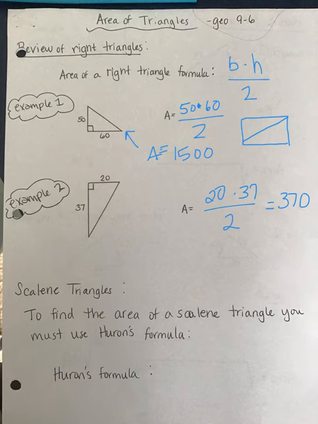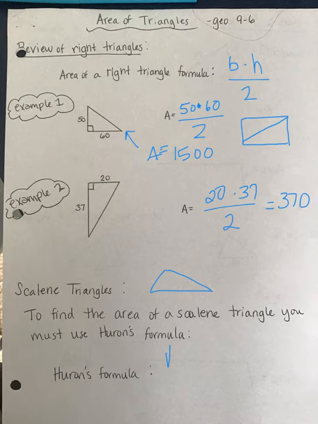The second type is finding the area of a scalene triangle. Now remember, in a scalene triangle, all 3 sides are different. It doesn't have a right angle in it. It's kind of a funky looking triangle. You have to use something called Heron's formula for that. That is a little bit trickier, so you're definitely going to need a scientific calculator for this one.